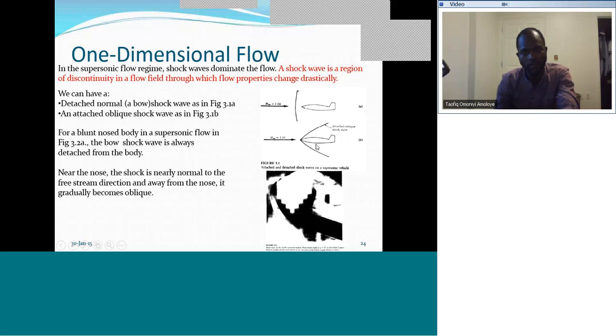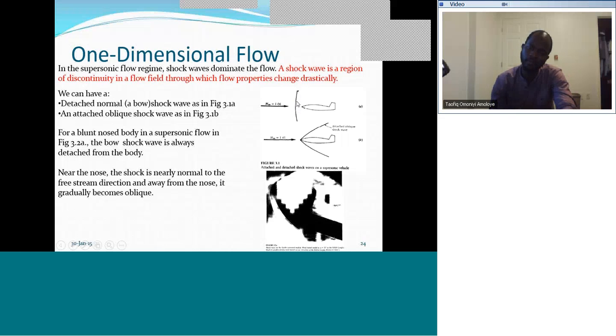A bow shock then can be seen to have a combination of normal and oblique shock wave, because at the very front of the nose of the body, the detached shock is nearly normal, and then as you move away from the front nose of the body, it's bending. So it's like a combination of oblique as well as normal shock waves.